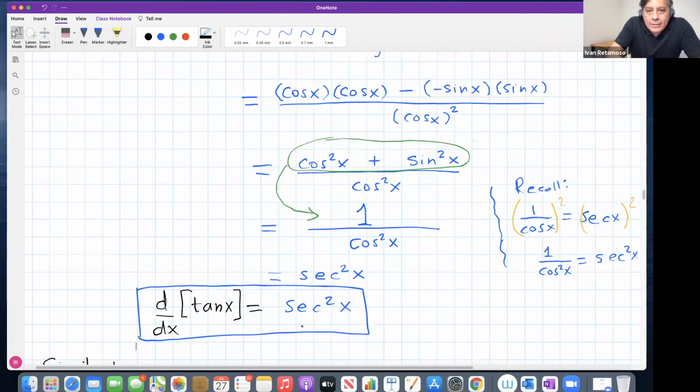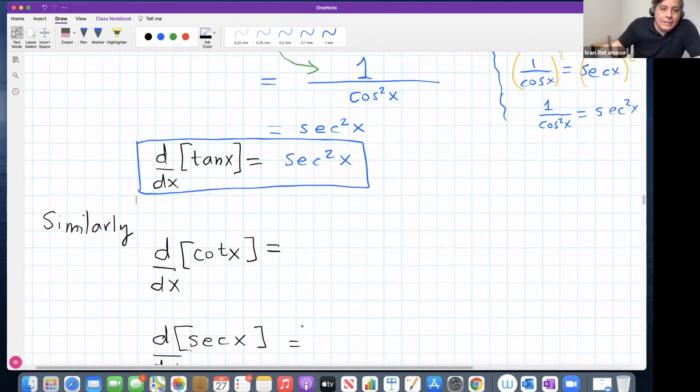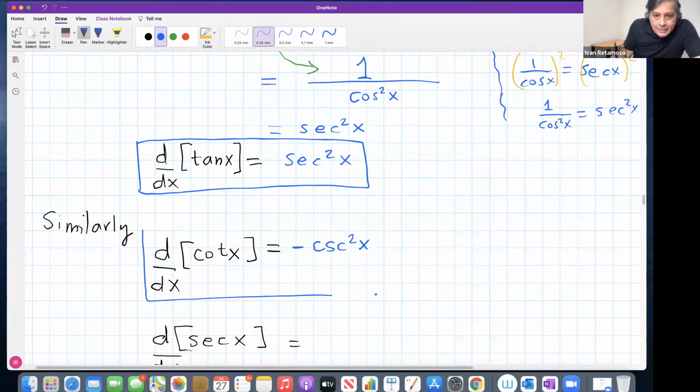We showed this using the quotient rule. Similarly, mathematicians play around with cotangent being equal to cosine over sine. They did the whole quotient rule with cosine over sine, and they showed that the derivative of cotangent is similarly equal to minus cosecant square of x. This minus is not a typo, guys. It's there because you are dealing now with cotangent, not with tangent. Derivative of tangent is secant square, derivative of cotangent is cosecant square with a negative sign up front.